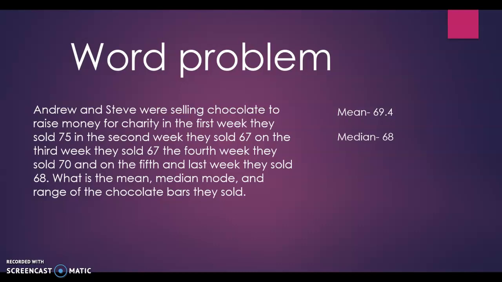Next, we're going to figure out the mode. So, ordered least to greatest, the numbers are 67, 67, 68, 70, and 75. And as we can see, 67 occurs the most. So therefore, our mode is 67. Next is the range. The highest number is 75. The lowest number is 67. 75 minus 67 is 8. Our range is 8.